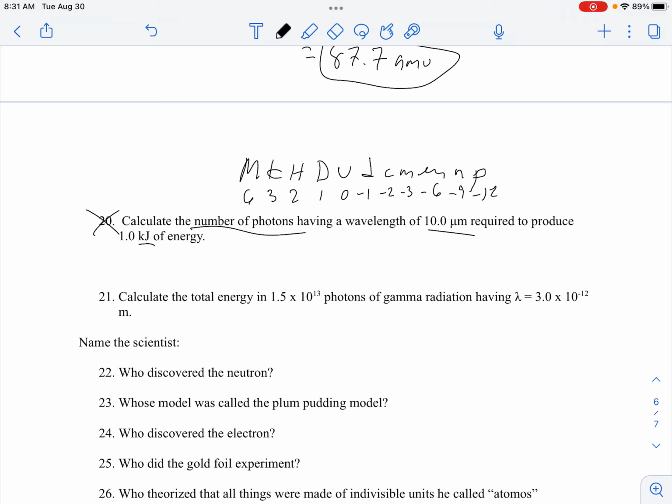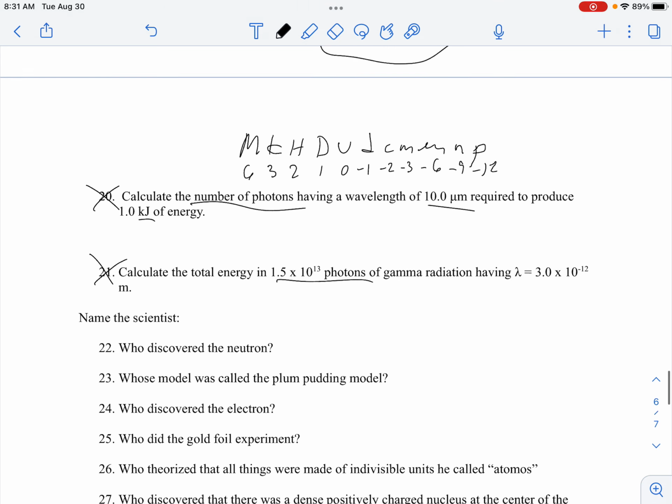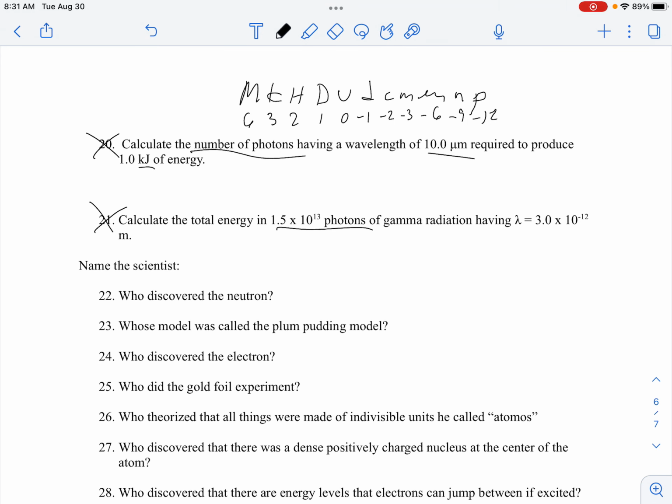Okay, number 21. Total energy. Again, sorry, we didn't talk about number of photons, so we are not going to do that.